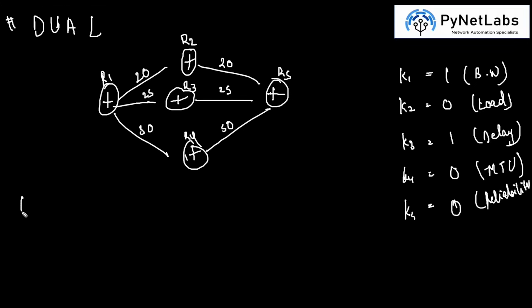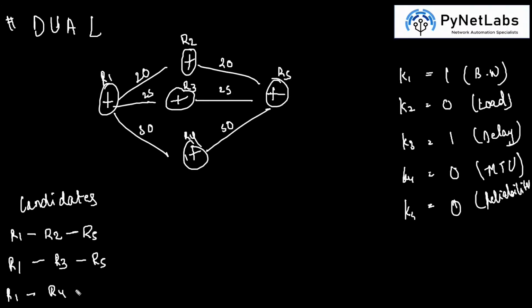Now, if we talk about the candidate routes in the topology, the first route is R1 connected to R2, then reaching R5, right? Clear till now? Then we have another route, which is R1 getting connected to R3, and at last reaching R5. Then R1, R4, R5. These are the possible routes to reach R5 from R1.